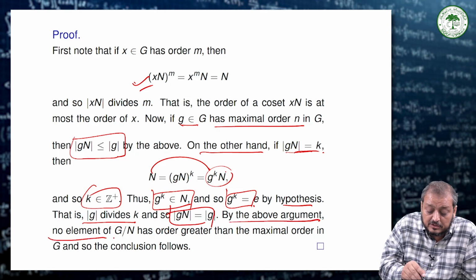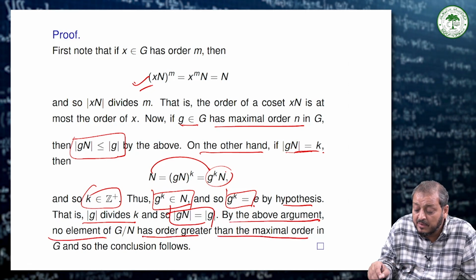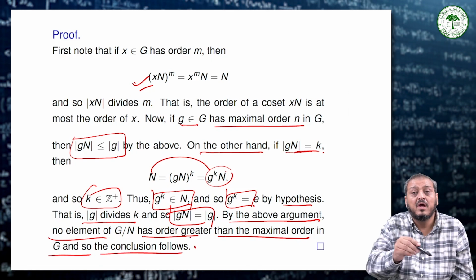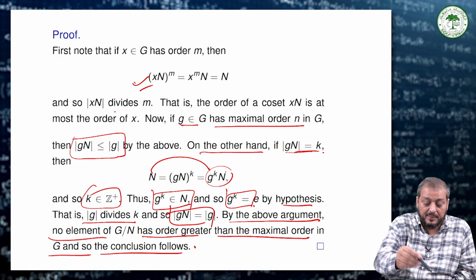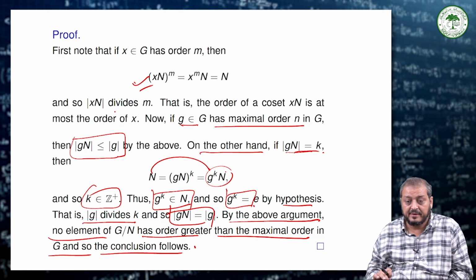So no element of G/N has an order greater than the maximal order in G, and then the conclusion follows. This completes the proof of this result.